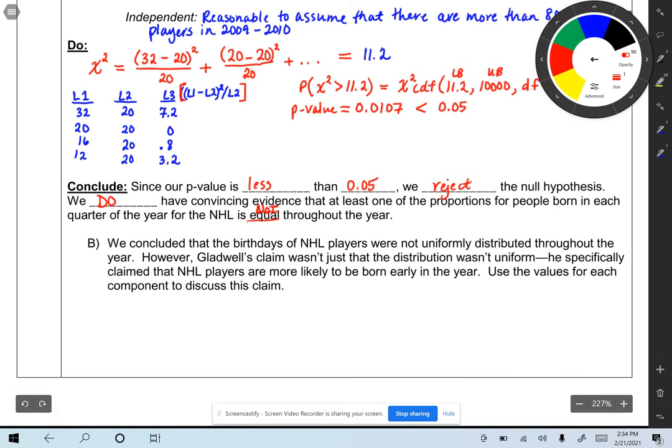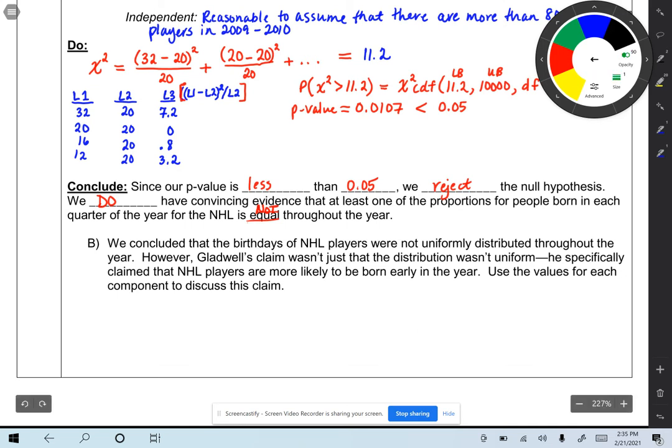Okay, and then we would do a follow-up because we rejected the null hypothesis. So in this case, we concluded that the birthdays of NHL players were not uniformly distributed throughout the year. However, Gladwell's claim wasn't just that the distribution wasn't uniform. He specifically claimed that NHL players are more likely to be born early in the year. Use the values for each component to discuss this claim.